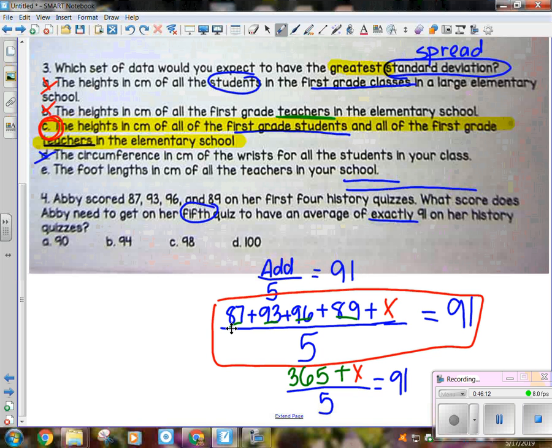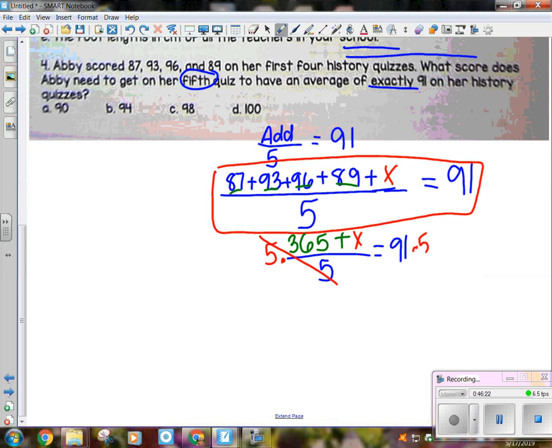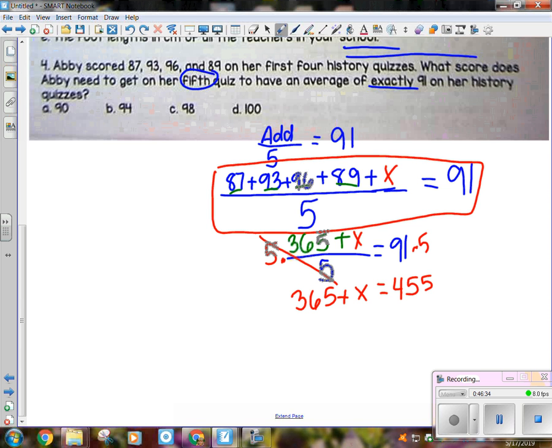So what I want to do is get rid of that divide by 5. If I multiply this side by 5, then I have to multiply this side by 5. So 91 times 5 is, calculator, 455. Since I don't have the denominator, I just have 365 plus that X quiz score. If I subtract 365 from both sides so that I can get X by itself, it turns out X is 90. Is that one of my answer choices?